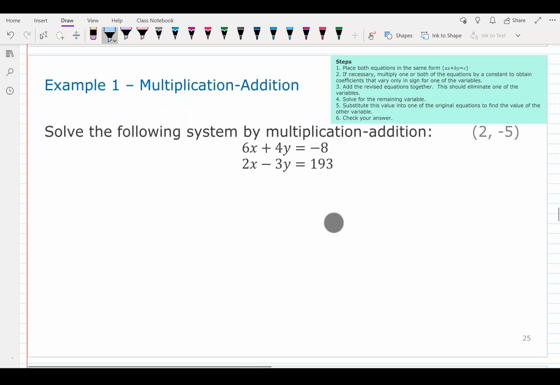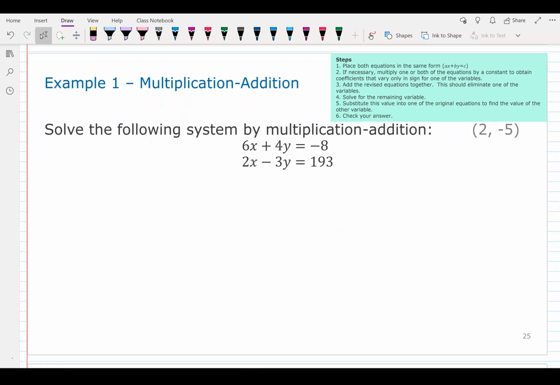So let's see what makes this method different than the substitution method. Solve the following system by multiplication addition. Well, it sure looks the same. I mean, the questions look exactly the same as what we've been doing before. So if you don't know the difference between the methods, you might be tempted to use the substitution.